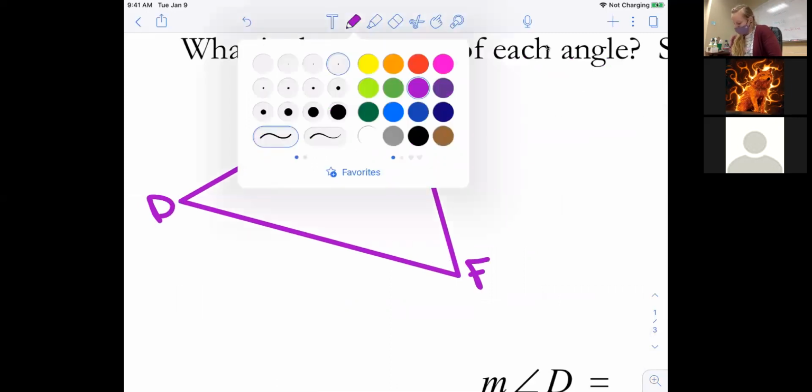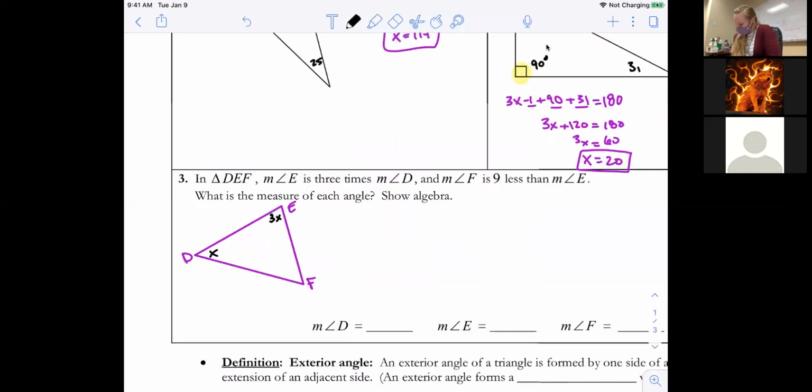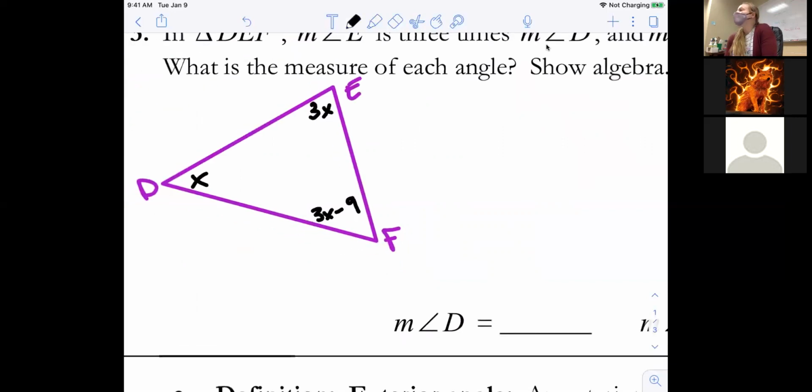Anyone know what I should label my angles? If I know E is 3 times D, what should be 3x? E. And then what should angle D be? X, good Colin. And then angle F, it says, is 9 less than measure of angle E. 3x minus 9, awesome, good help on that for me, guys. 3x minus 9, and we're gonna do the same thing we've been doing. Add them up, set it equal to 180.